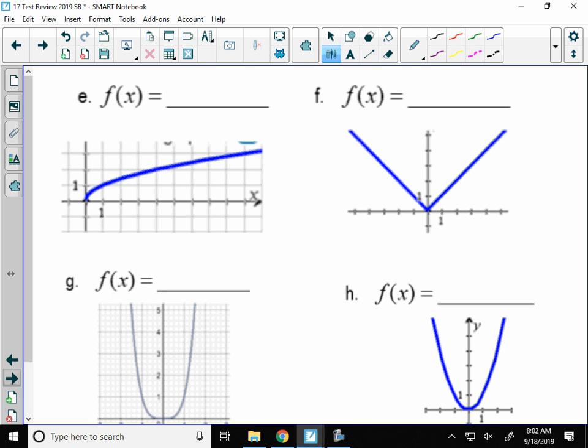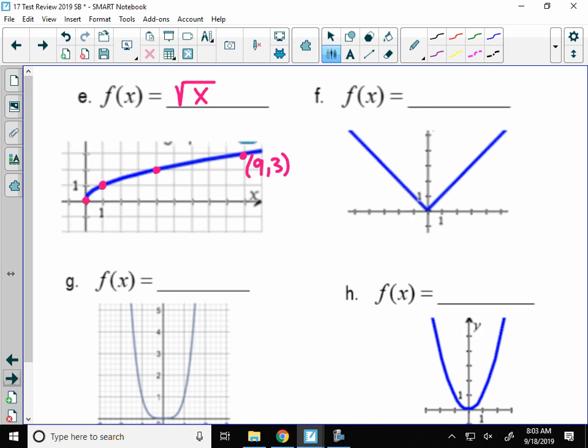This guy here, points are (0, 0), (1, 1), (4, 2), (9, 3). Well, that's the square root of x. That's your square root function. Think about the ordered pairs. The square root for this point, if I have (9, 3), the square root of 9 is 3.